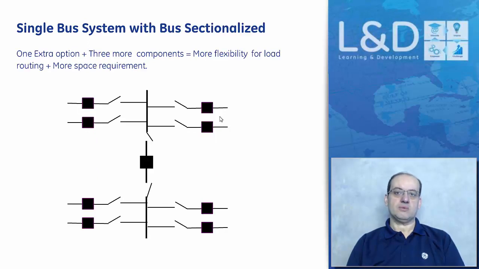A single bus with a bus sectionalizer, as you can see, it requires three more components, so that requires an extra space to accommodate the three more components, but it gives an extra option where if there is a failure on one section, it doesn't impact the other section of the bus.